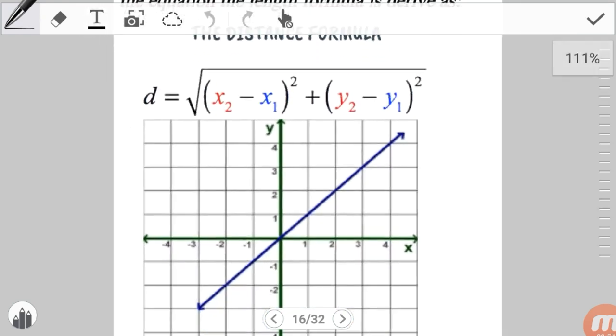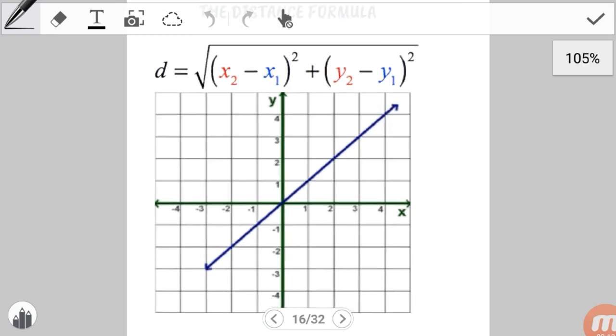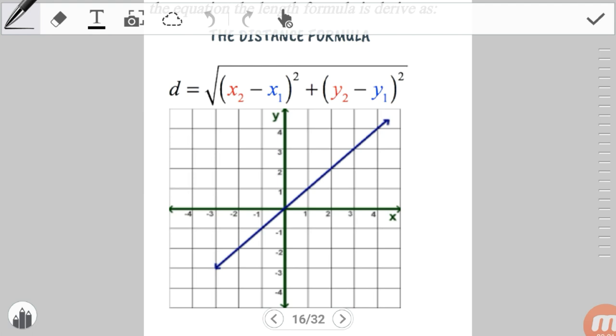And here you can see that the length formula says the distance is equal to the root of (x2 minus x1) squared plus (y2 minus y1) squared. So this would be the difference in the run distance here and the rise and fall distance here.